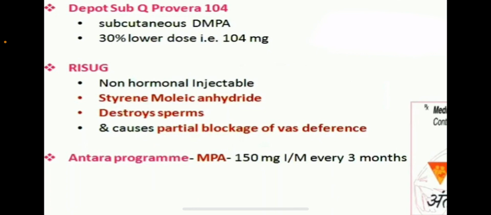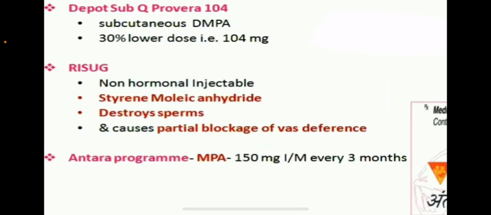Now, RISUG is a non-hormonal injectable. In the case of RISUG, remember styrene maleic anhydride. That is its content.